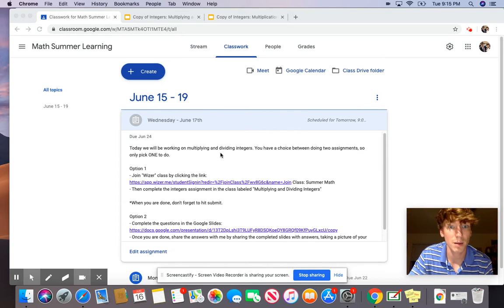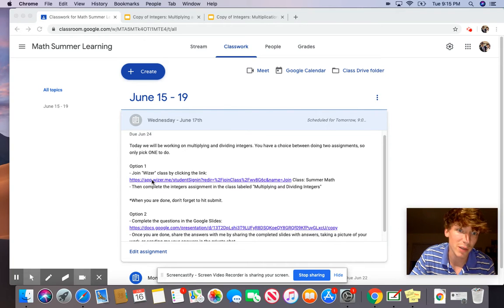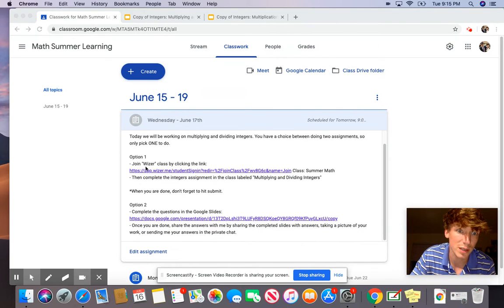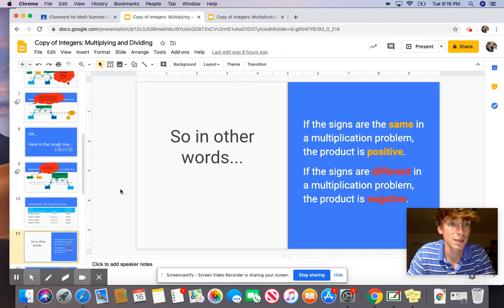Today we're going to be working on multiplying and dividing integers. Just like last time, you've got two options. Option 1, doing the Wizard. Option 2, doing the Google Slides. Before we get into that, let's go ahead and take a look at this PowerPoint right here.